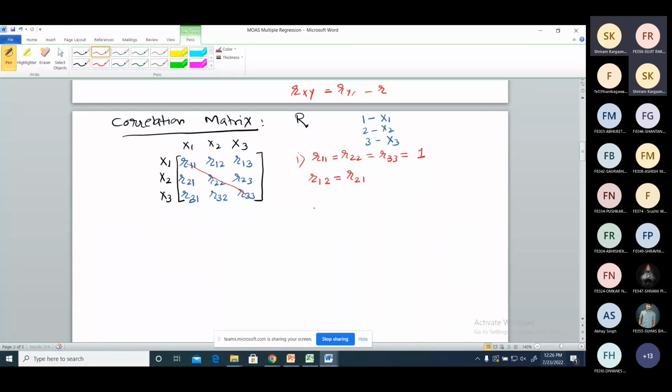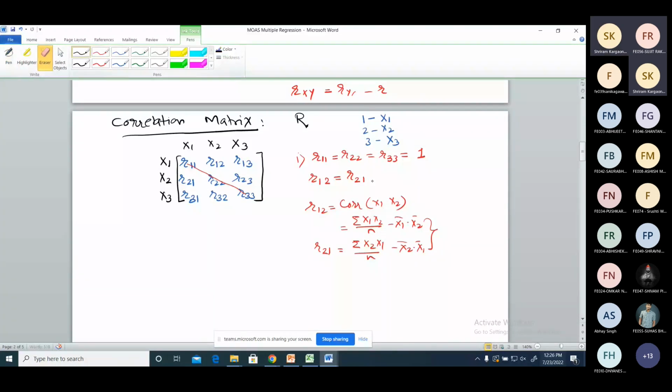Another observation: R12 is the correlation between X1 and X2. How do you write the formula? It is the covariance of X1, X2, that is the mean of X1X2 minus X1 bar into X2 bar. And if you write R21, it will be the mean of X2X1 minus X2 bar into X1 bar. Does it make any sense? Are these different? No. R12 is equal to R21 because this is simple correlation. First you have to understand this.